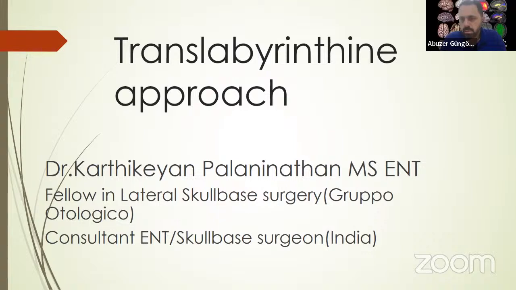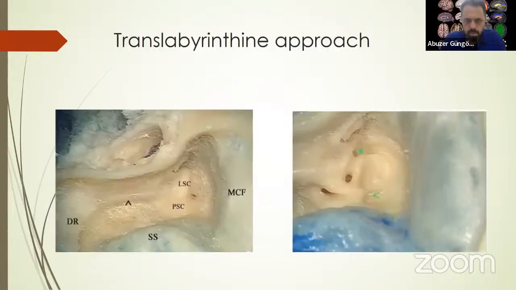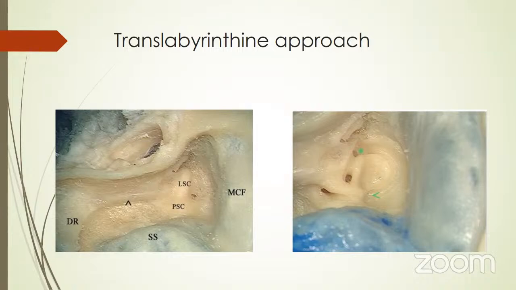So without wasting much time, let's go directly into the translabyrinthine approach. This approach is mainly used for tumors of the CP angle: the acoustic neuroma, the meningiomas, and the epidermoid cysts. So many of the tumors of the CP angle can be removed through this approach. And of course, as Dr. Vinod Felix told, bigger tumors can be addressed by extending this translabyrinthine approach a bit anteriorly.